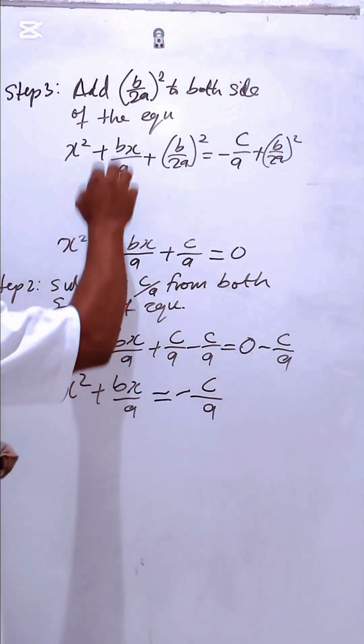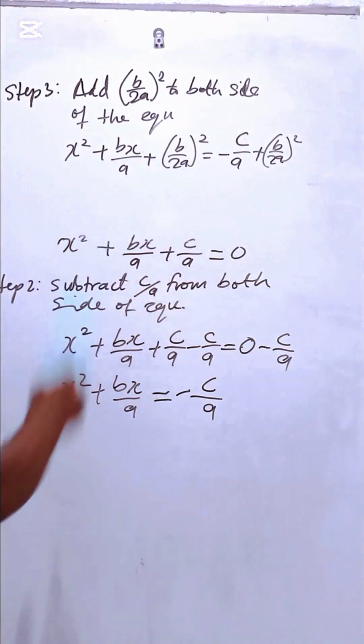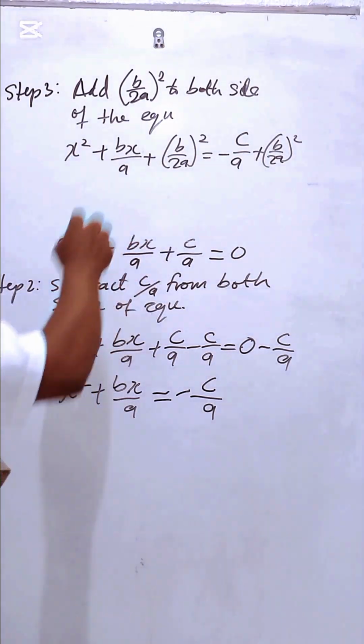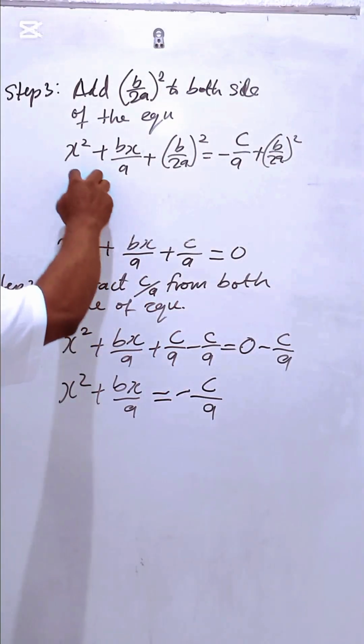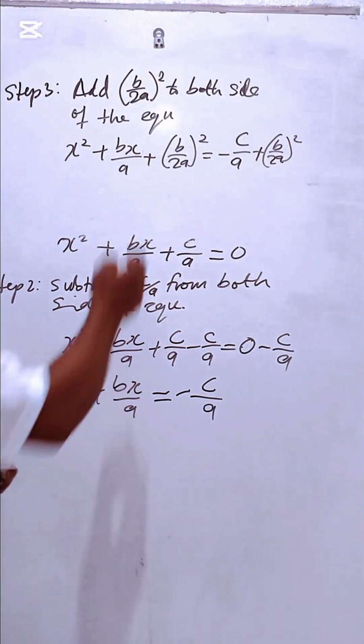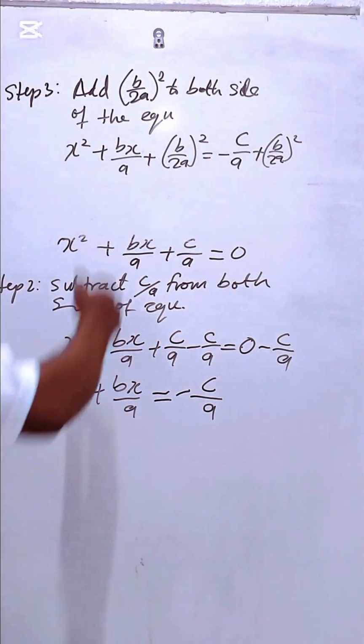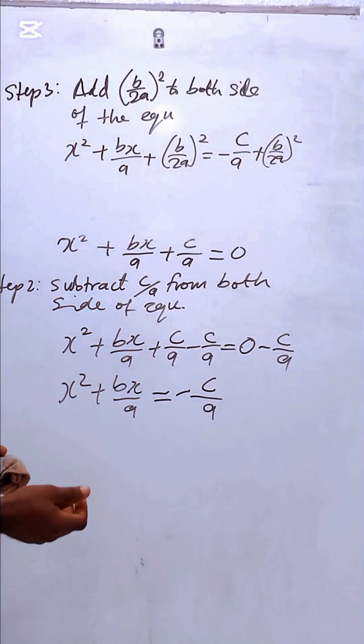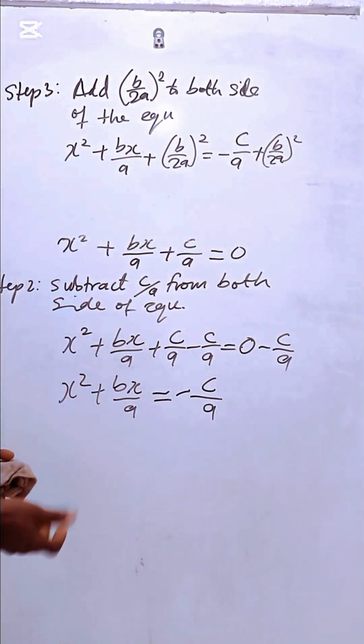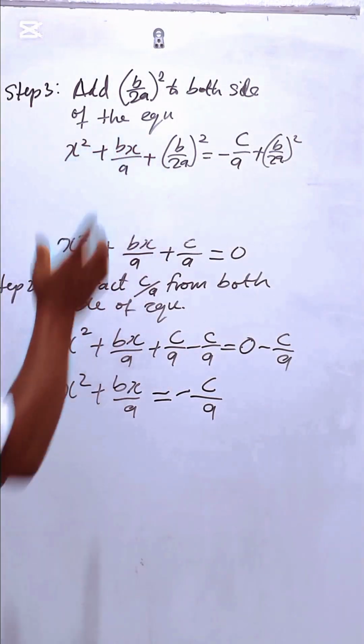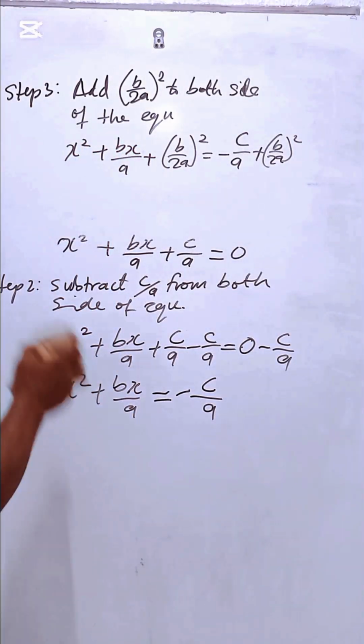Now I can factorize this expression to get a value that can multiply itself to get back this expression. But without this value, I will not be able to factorize this expression to get the value of x. So that's why this value is added here to make it a complete square, a perfect square.